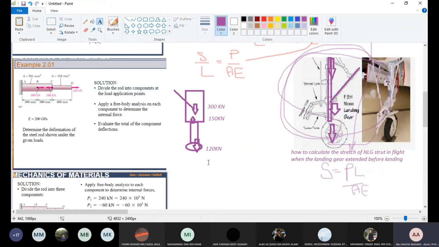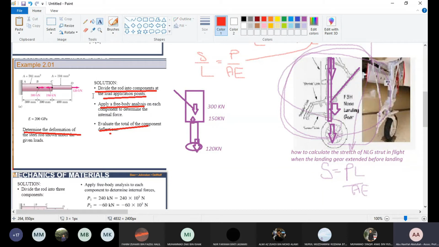Now, the question is, determine the deformations of this section under these forces. So what do you do? First, this is the standard way to do it. First, you divide the rod into components. At load application points, apply a free body diagram, and evaluate the total component deflection.